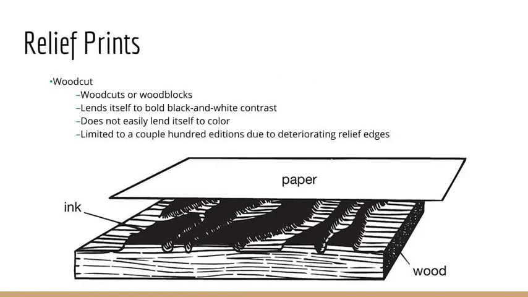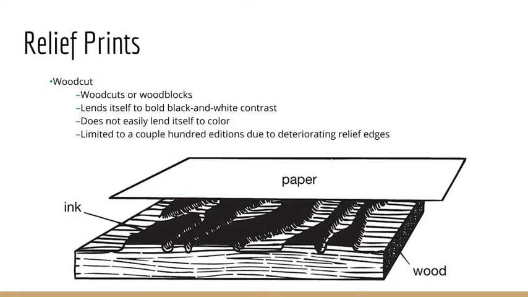Now, this example is of a woodcut print specifically, so let's talk about what a woodcut print is. They're called woodcuts, or woodblocks, which is what the actual block of wood that you make the print with is called. It tends to lend itself to bold black and white contrast. You can't have lots and lots of tones of gray unless you're willing to carve every part of where you want the different values of gray to be.